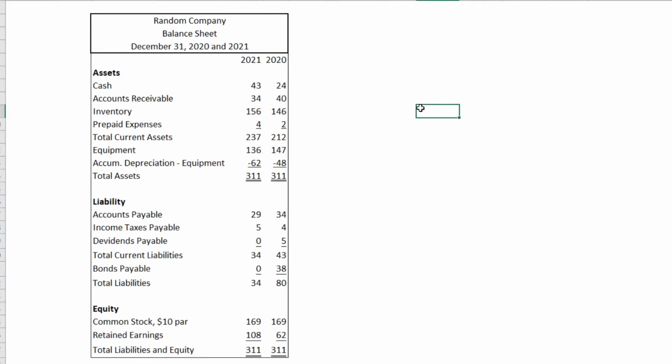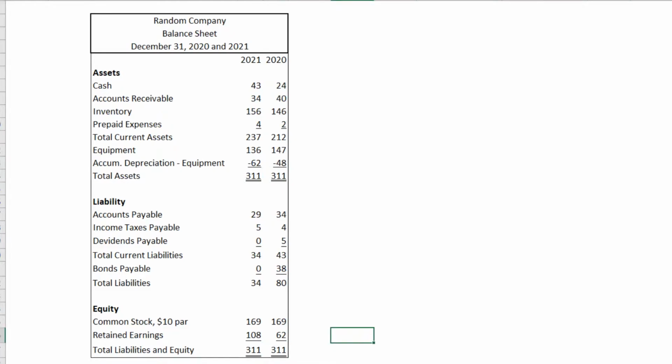Boom. There you go. Assets, liabilities, equity. And we know this is correct because the total assets for 2020 and 2021 equal the same thing for this side. So total assets equals total liabilities and equity. Same number for their respective years. So this equals this, this equals this.